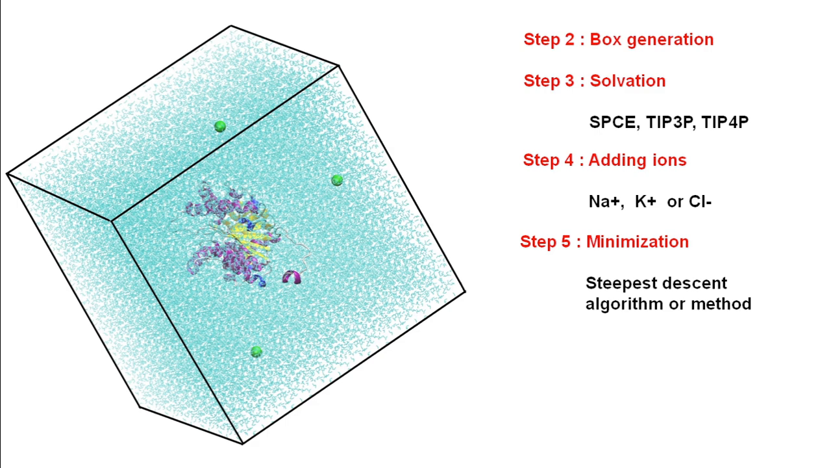And this step is very essential before running the MD simulation, otherwise the input molecule may distort or the system may collapse, just similar to the bursting of a bubble. The whole system may collapse. And for energy minimization, we use the steepest descent algorithm or method.